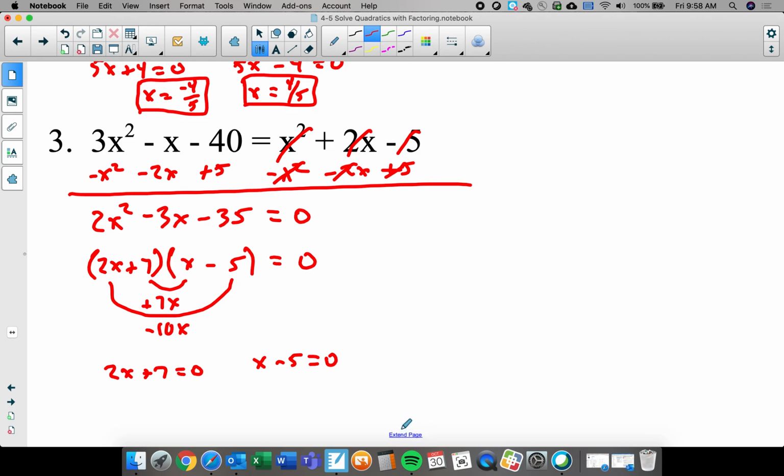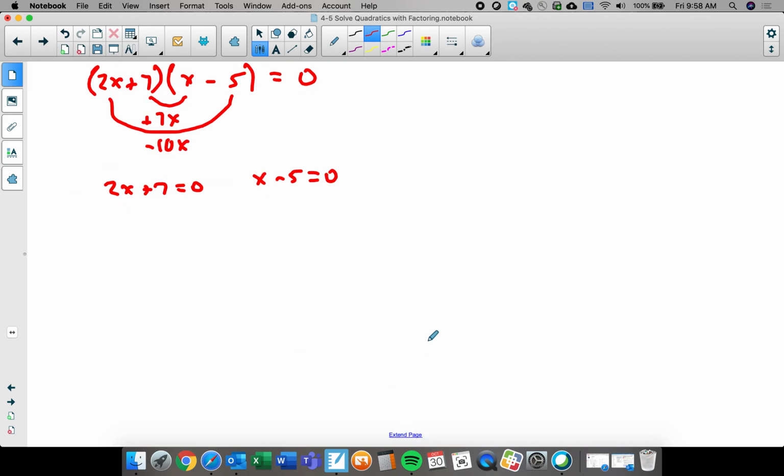First one here, we subtract the 7 and then divide by 2. So x would equal negative 7/2. Second solution then, we add the 5, and x equals 5. Okay? So we are in good shape for that.